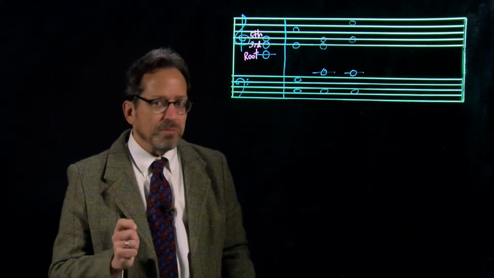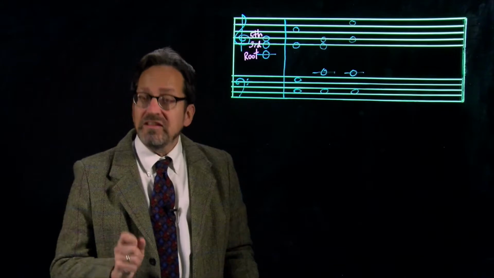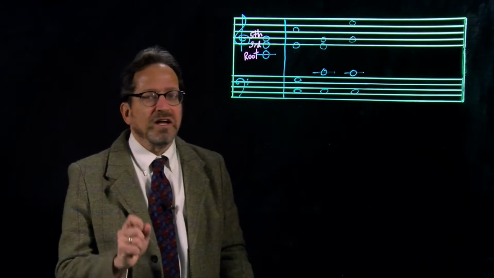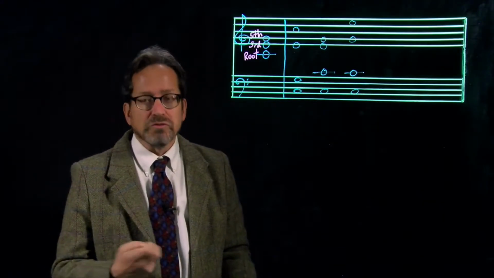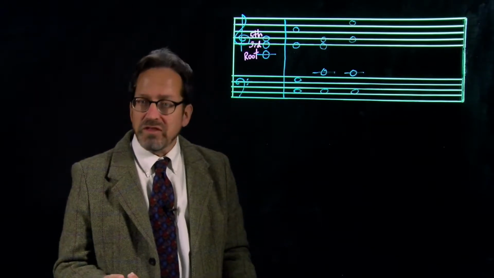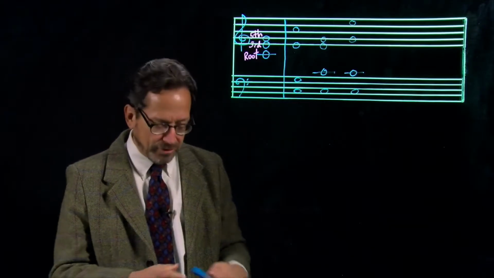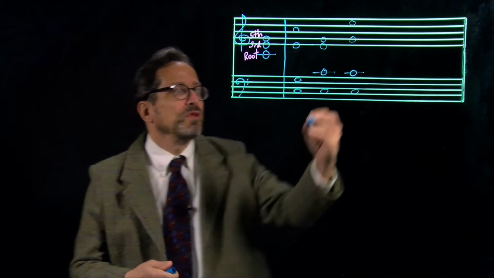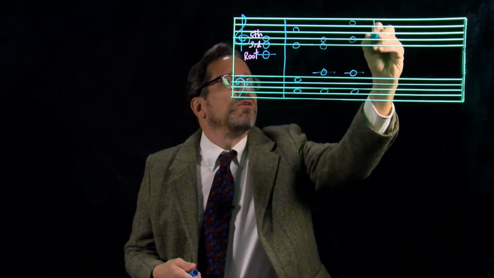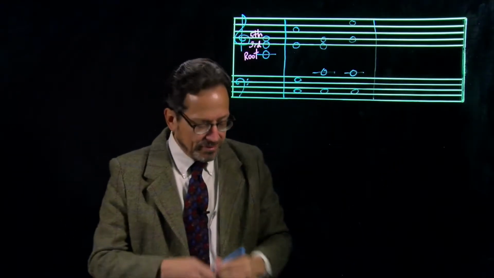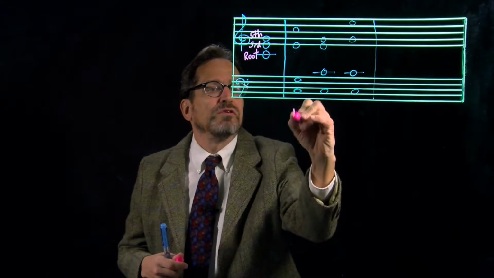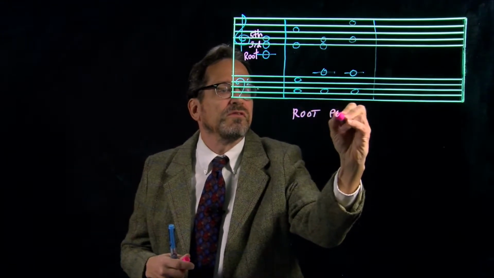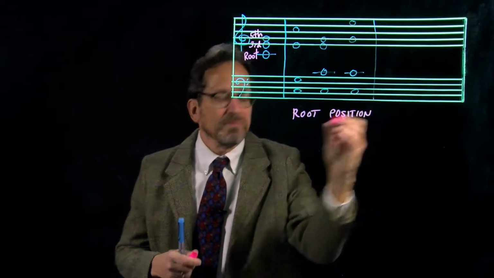But the root is not necessarily the same as the bass. Bass is a place. It is not a specific note. So the root could be in the bass, and in certain situations, the third or the fifth might be in the bass. And when that happens, we say the chord is in inversion. So these are all examples of root position triads.